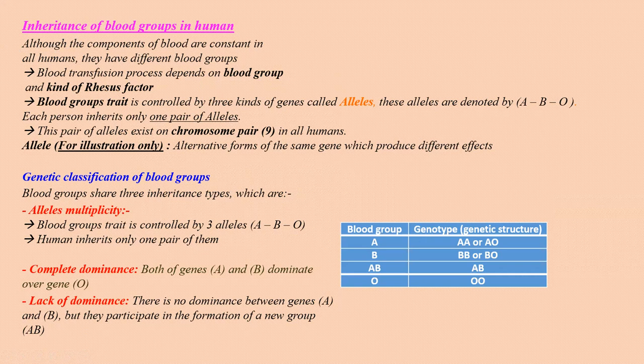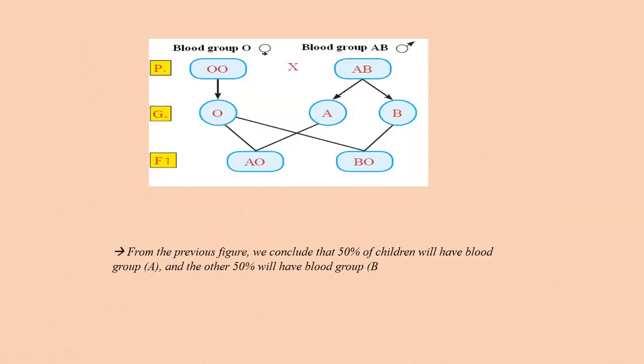The first one is the inheritance of the four o'clock flower color, where we produced a different type of character. Another example is the inheritance of blood group. The inheritance of blood group is a very nice topic, we have to know it.